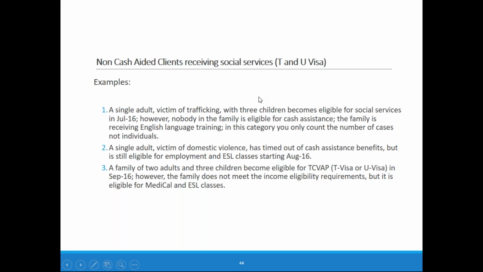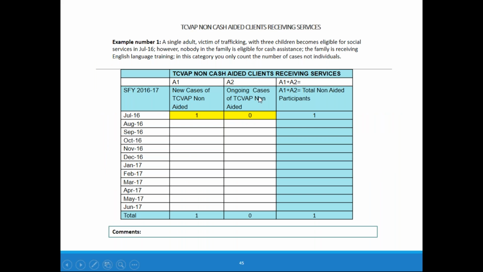Thank you, Julia. Example number 1, a single adult victim of trafficking with 3 children becomes eligible for social services in July 2016. However, nobody in the family is eligible for cash assistance. The family is receiving English language training. In this category, you only count the number of cases, not individuals. This information will be entered in the July 16 row.